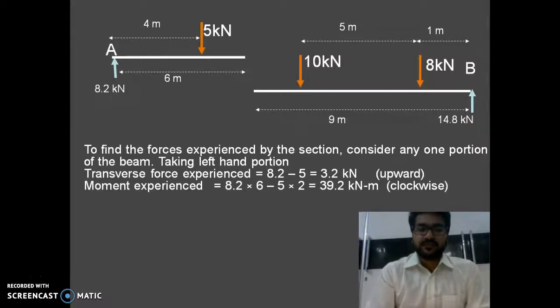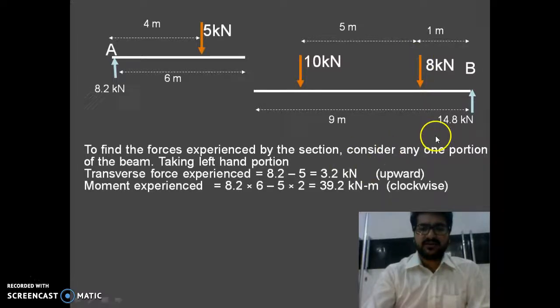6 minus 4, as you can see the total distance is 6, and the distance between the 5 kilonewton force and the point of cross section is nothing but 2 meters. So 5 into 2, and you will get the answer 39.2 kilonewton meter, and the net direction will be clockwise. Although the 5 into 2 kilonewton meter is anti-clockwise, that's why it is taken as a negative, the 8.2 kilonewton force dominates over the anti-clockwise moment, so your net moment direction will be clockwise.